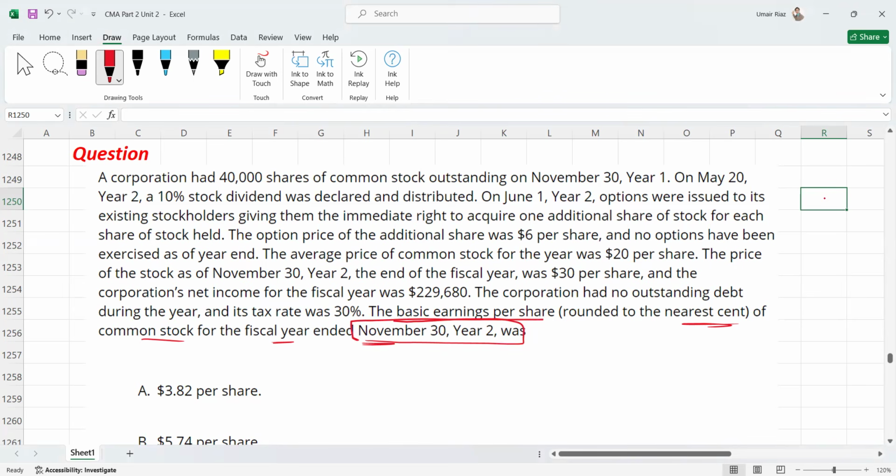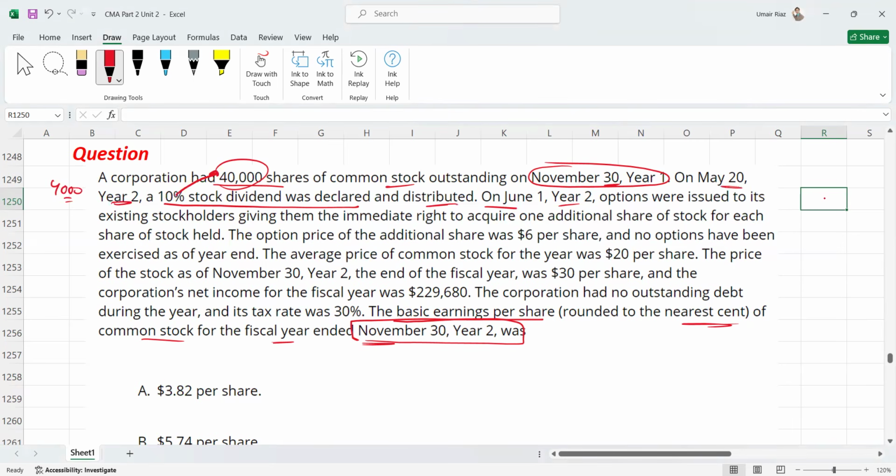They're saying a corporation had 40,000 shares of common stock outstanding on November 30, year 1. Actually this is the beginning shares, because we have to calculate EPS for year 2. So at the beginning of the year, 40,000 shares were there. On May 20, year 2, a 10% stock dividend was declared. So I'll take 10% of this: 4,000 shares are issued as a stock dividend and distributed on June 1, year 2.